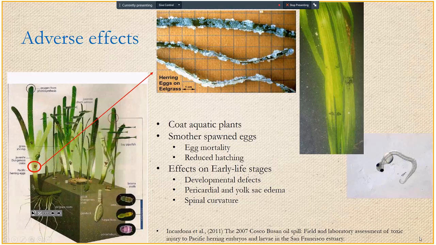Those that did hatch, though, ended up having these deformities, as shown here. This is a skeletal deformity, spinal curvature. When this happens, they don't really survive very long afterwards. There's also indication that their yolk sacs were really bloated and impaired, and when that happens, too, they don't really survive very long. So in this case, we actually see the early life stage impact, and this has further implications for the subsequent spawning.